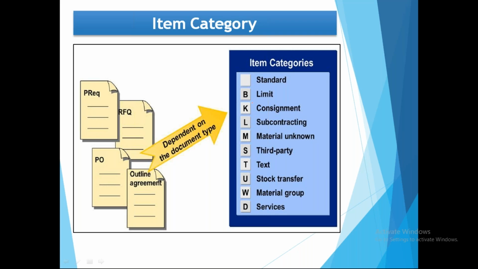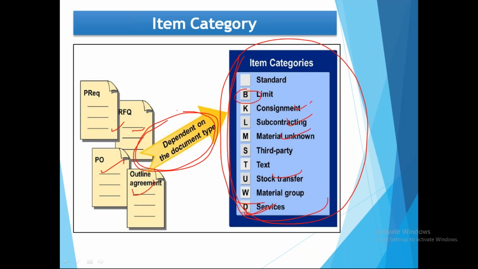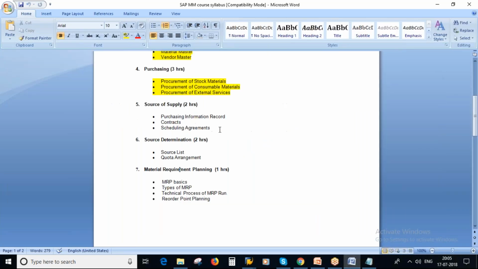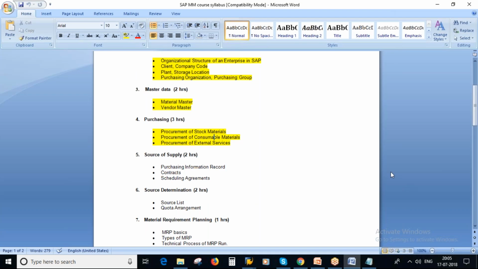Remaining item categories we will discuss when we go to the other topics. Today we discussed the limit. Remaining item categories, services we will see tomorrow, and consignment, subcontracting, material unknown, stock transfer we will discuss when we go to the further topics. Whatever item categories appear in the PO or outline agreement will depend on the document type you choose. Because here we selected framework order, it showed only standard, limit, and some other one, D. So based on the document type, the item categories will appear in the PO, purchase requisition, request for quotation or outline agreement. So this is all about your procurement of consumable materials.